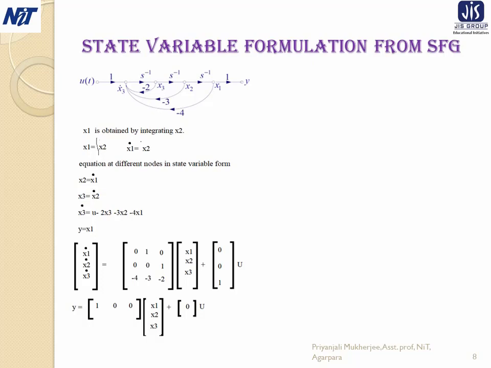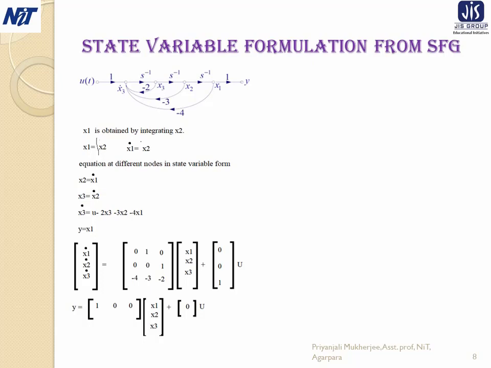Now, how to write the coefficients? So the position 1,1 represents the coefficient of x1. The 1,2 position represents the coefficient of x2. The 1,3 position represents the coefficient of x3. And this is the same for the remaining x2 dot and x3 dot also. So for the first one, x1 dot is equal to x2, so the coefficients of the remaining will be 0.